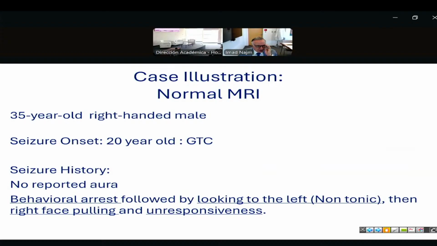This is a 35-year-old right-handed male whose seizures started relatively late, at the age of 20. As reported by him and his family, he described no aura, but the seizures were described as sudden behavioral arrest, followed by looking to the left in a non-tonic manner, then right face pulling and unresponsiveness. The order here could be a little bit different. Sometimes the right face pulling comes first, then the mild left non-tonic head movement, or they could come both together.